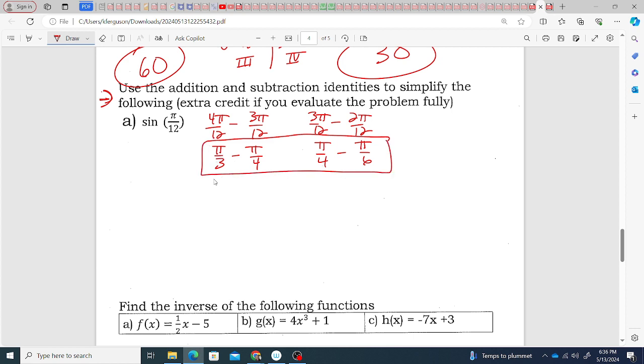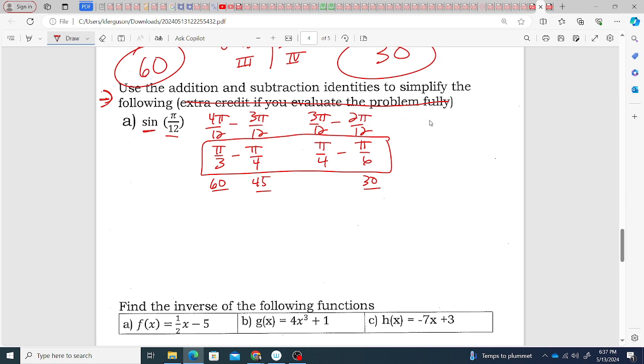Well, pi over 3 is 60 degrees. Pi over 4 is 45 degrees. Pi over 6 is 30 degrees. So see, we've been doing those. We've been using reference angles and finding 60, 45, 30. That's why we're putting it in that format, right? And you ain't getting extra credit if you do it fully. You need to do it fully. So you need to know the identities for sine minus and plus and cosine minus and plus.